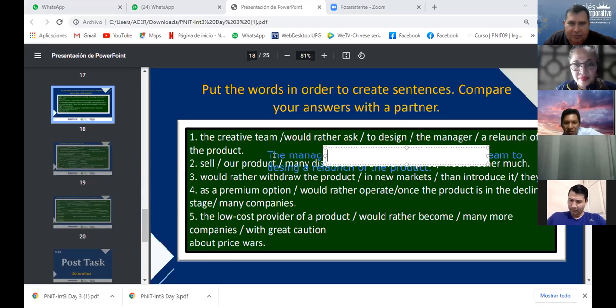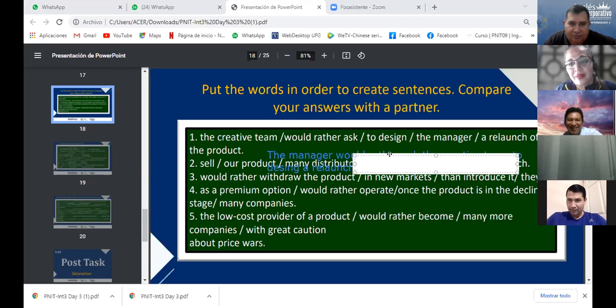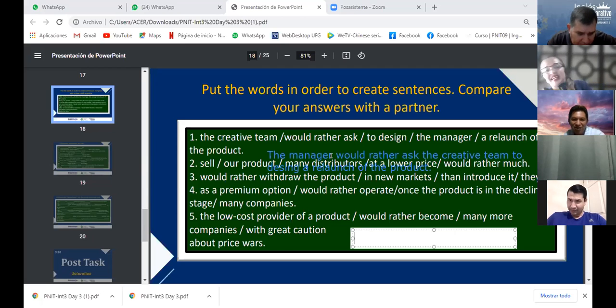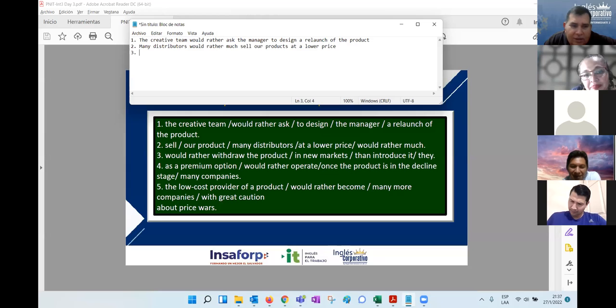I don't know. I have a problem with the editor. Don't worry, little by little. Okay. In the other, some of our product, many distributors. Distributors? What is the pronunciation? Distributors. Difficult. At a lower price, or rather much. Okay. At a lower price, number three.